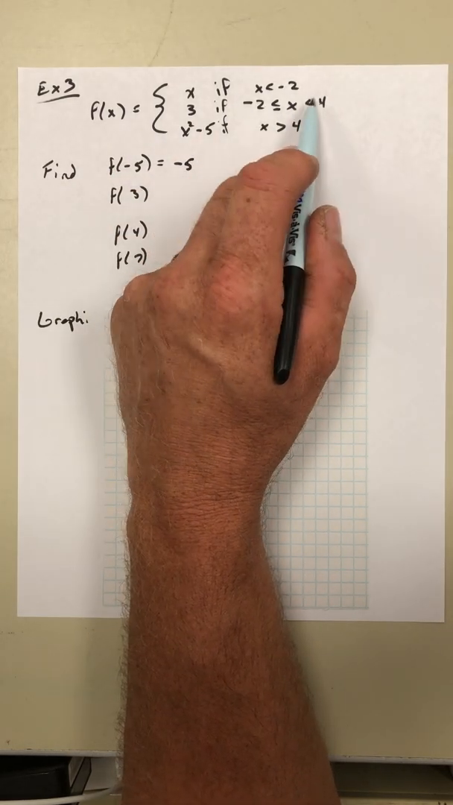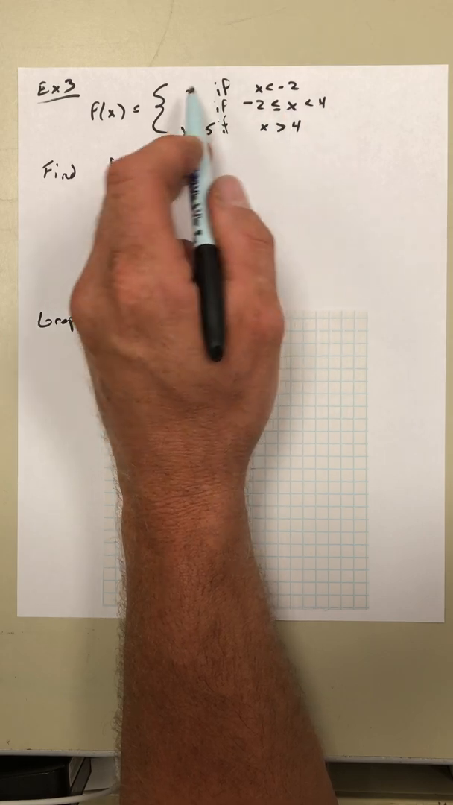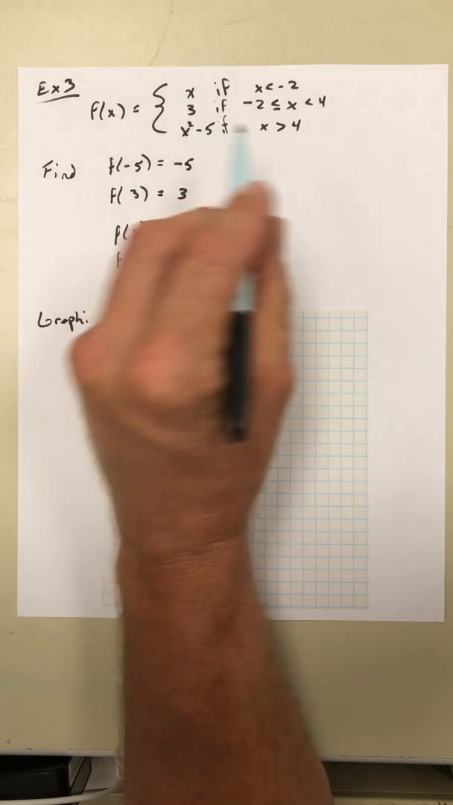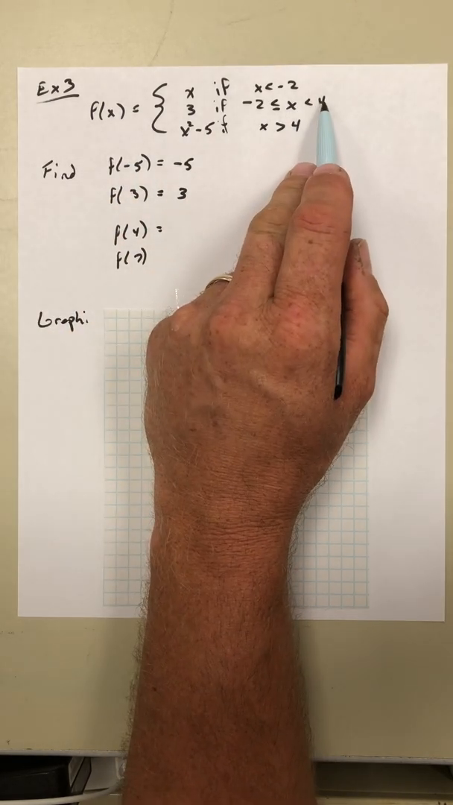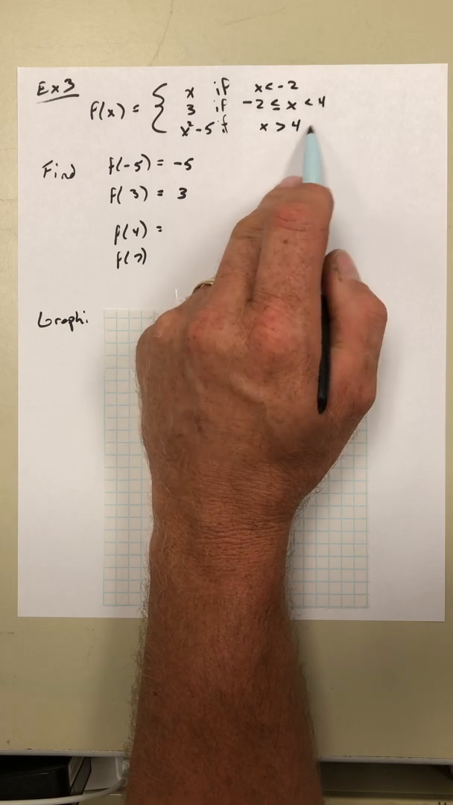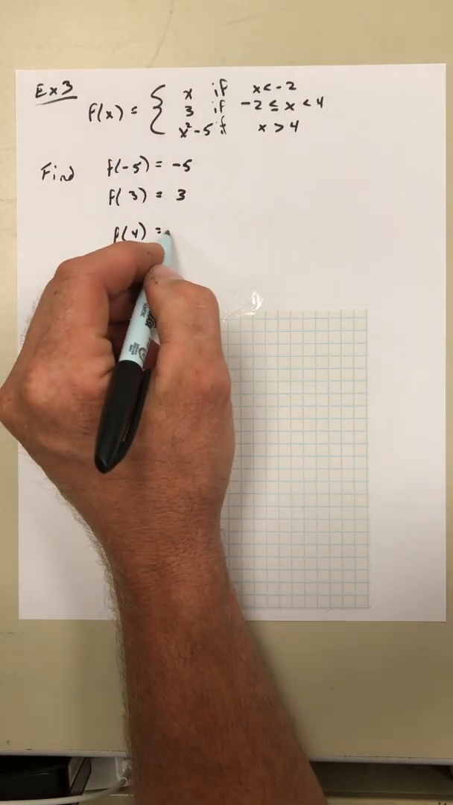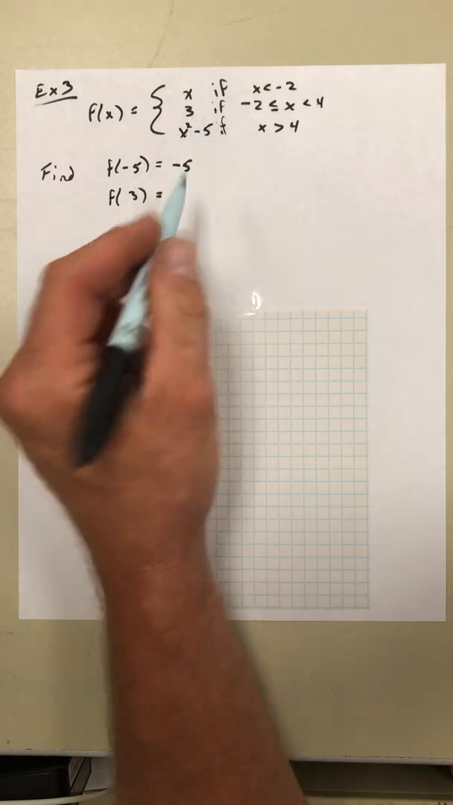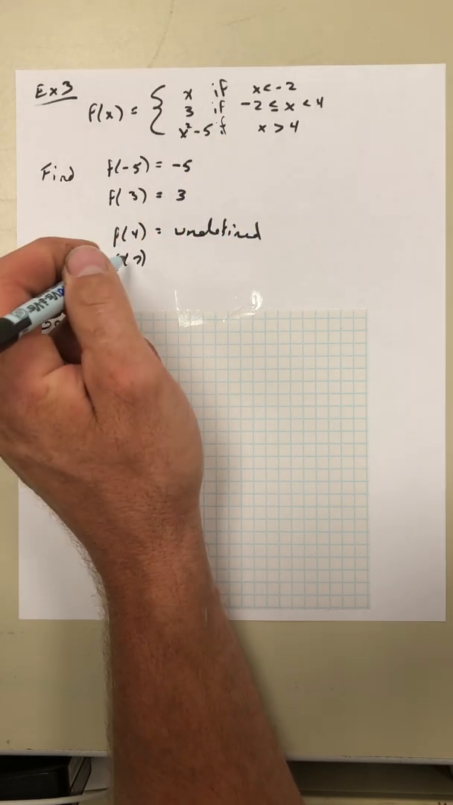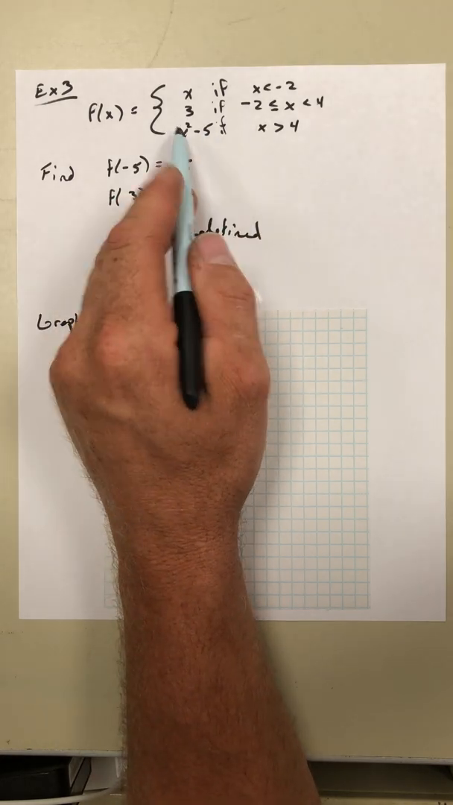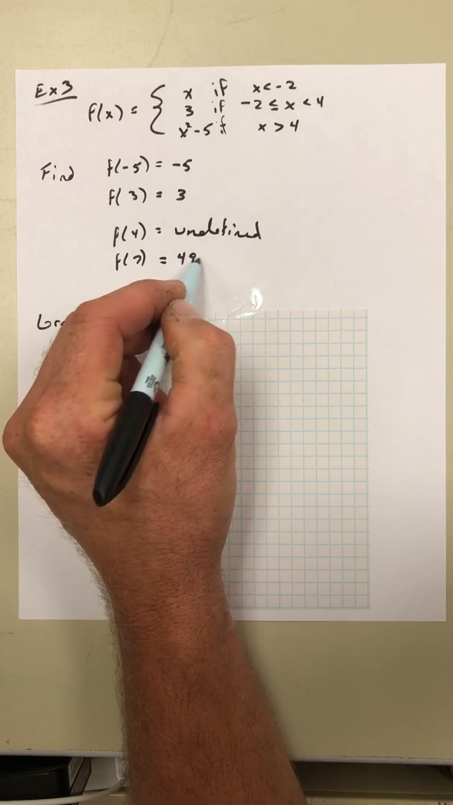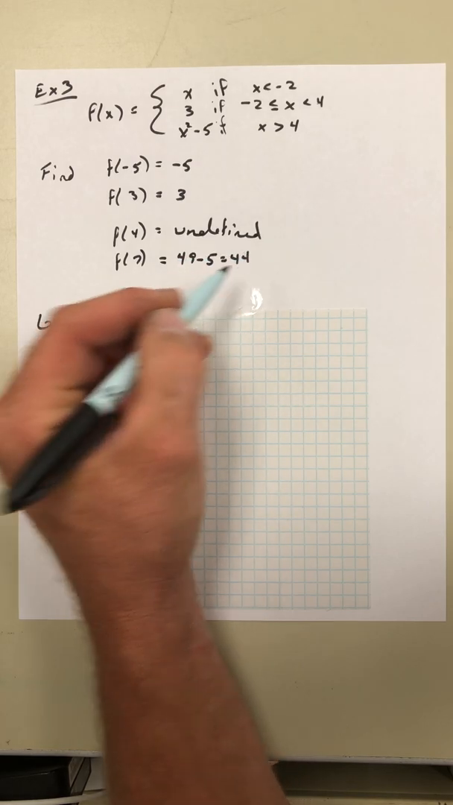-2 is between -2 and 4. Plug my 3 in, I get 3 out. f of 4: 4 is not less than 4, and it's not greater than 4. 4 is equal to 4. There's no equal to symbol, so we cannot plug 4 in to any of those parts. So it is undefined. And f of 7 makes sense in the bottom one. 7 squared minus 5 gives us 49 minus 5, or 44.